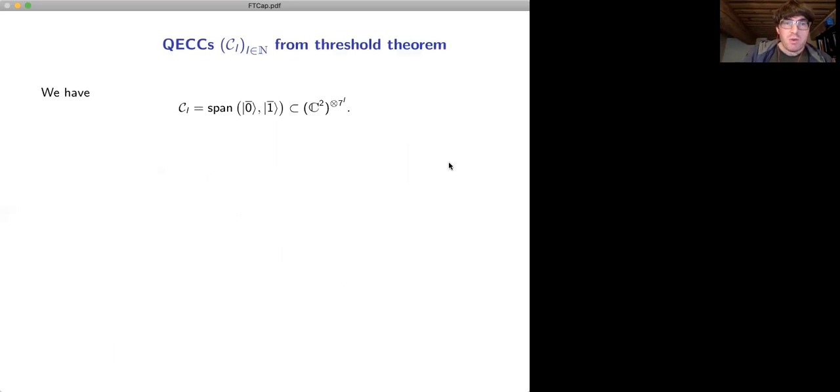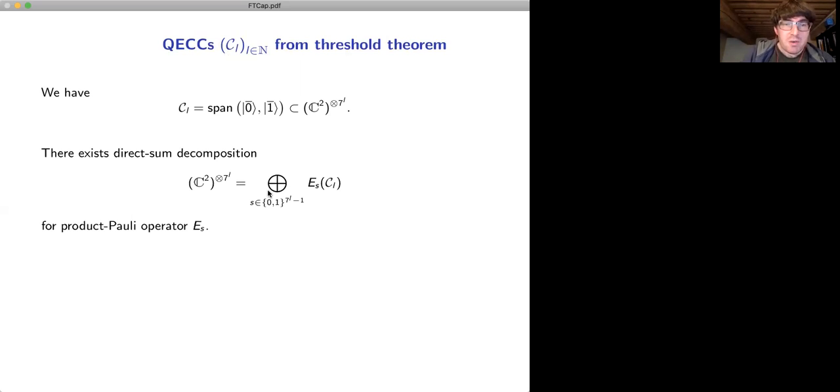So take this family of codes from the threshold theorem, and every one of these code spaces is of course spanned by the logical computational basis. Now, what these codes do, or what in a certain sense every code does, is that it gives you a direct sum decomposition of this whole space into summands that look like this. So it's like C_L, the code space, and there's some product Pauli operator E_s applied to them. And s runs over these so-called syndromes. So we call E_s the Pauli error associated with syndrome s.